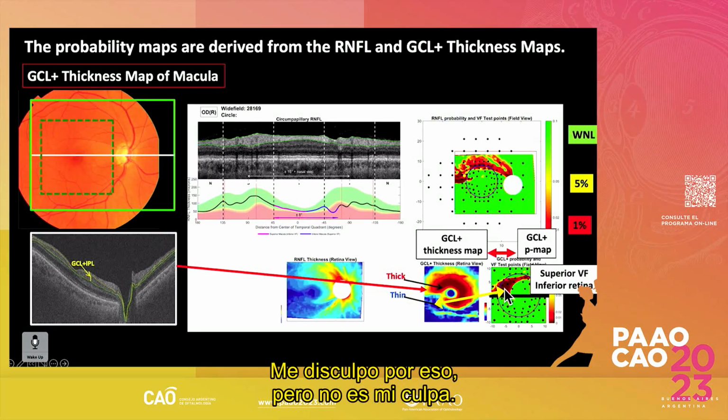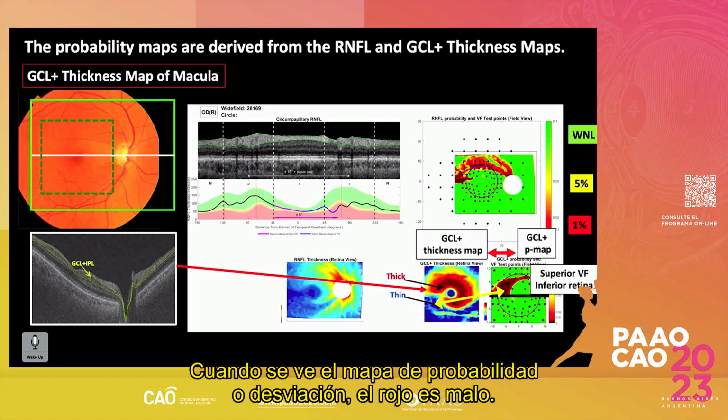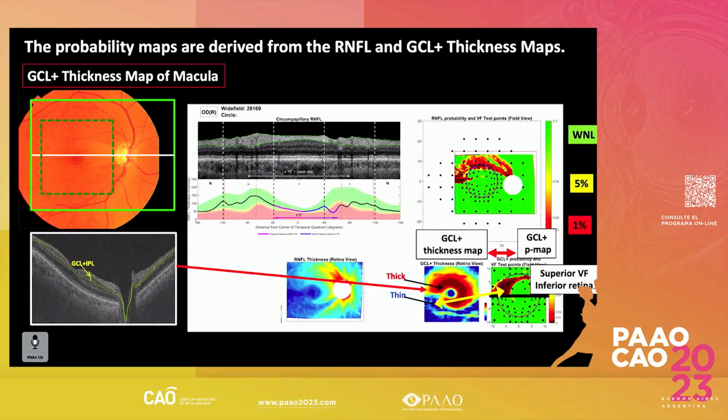I apologize for that, but it's not my fault. This is the convention of all the companies. When you look at a thickness map, red is good. When you look at the probability or deviation map, red is bad.